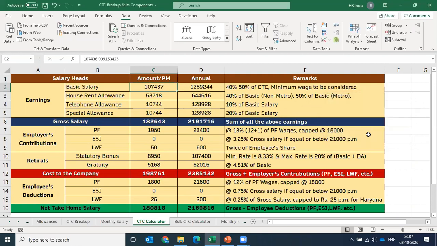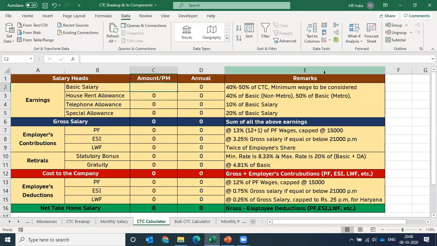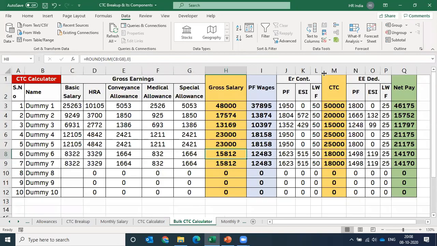It's that simple. You need to do the hard work once only by incorporating the formulas in each cell, and after that this calculator will do all the job for you. Right, this is a one time thing that you need to do, and after that you will be able to calculate the CTC structure in seconds. Now based on this kind of structure only, we have created a bulk CTC structure.